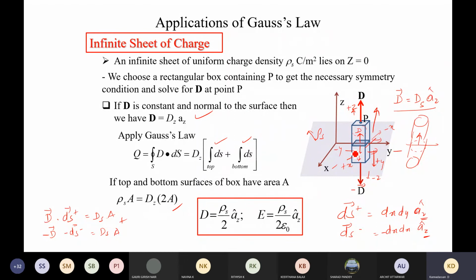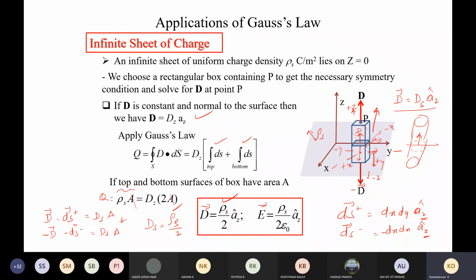And within this closed surface, you can calculate the total charge available. That is going to be Q. And if you cancel out this A, then you will easily see that D is equal to rho s by 2. You can put the vector: this D vector is going to be rho s by 2 az vector. And in terms of electric field, it is nothing but rho s divided by 2 epsilon naught.